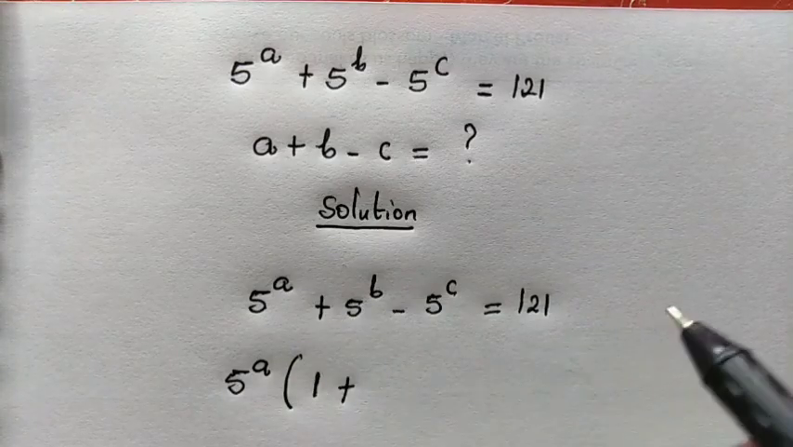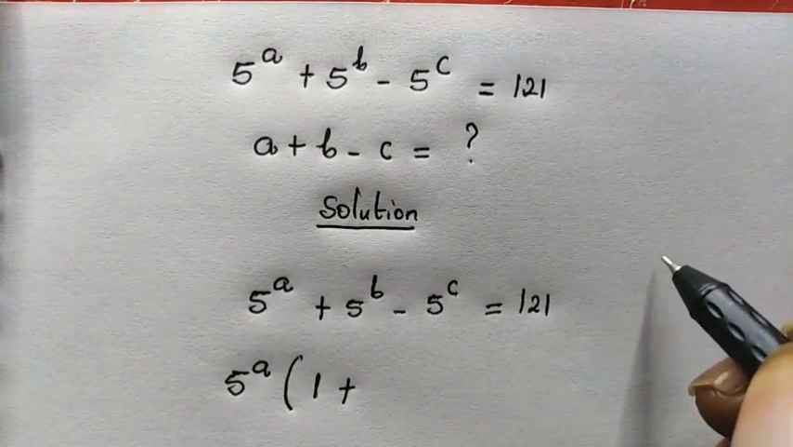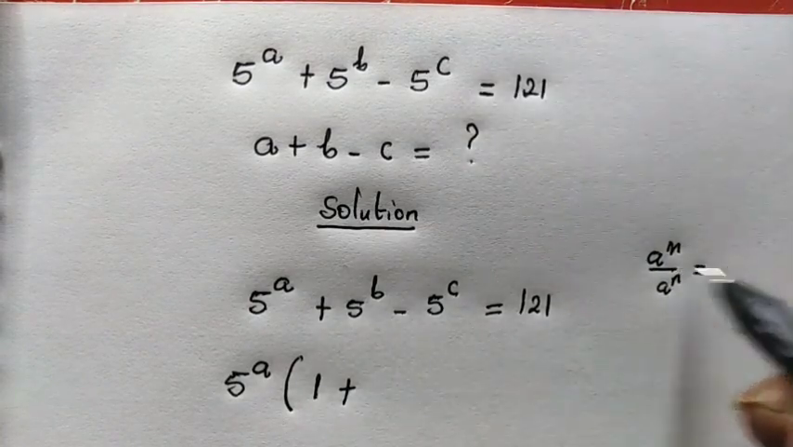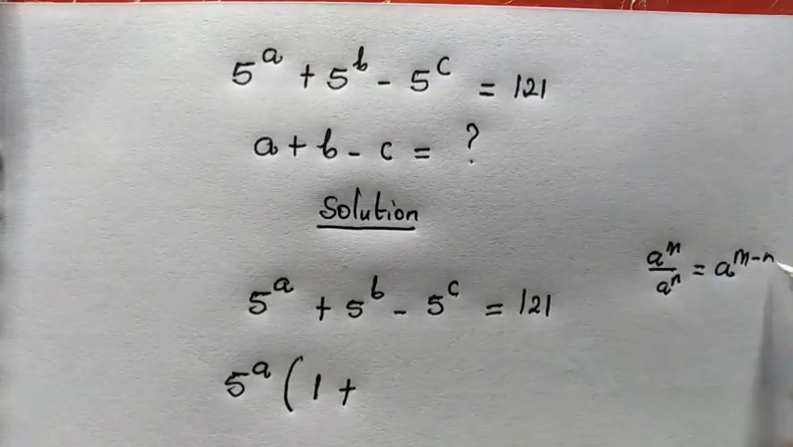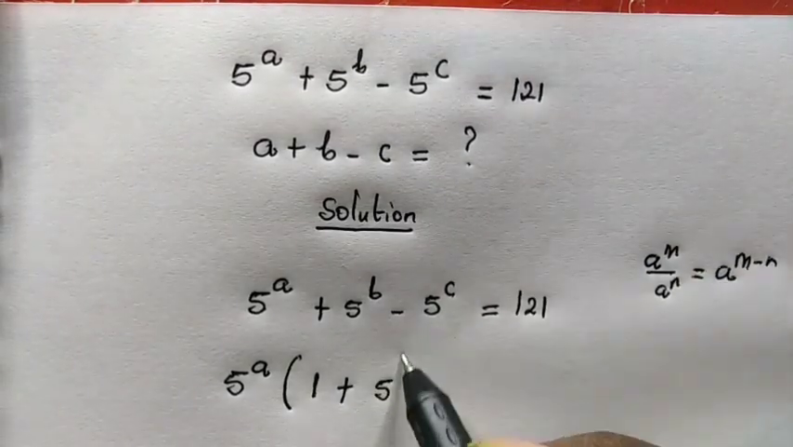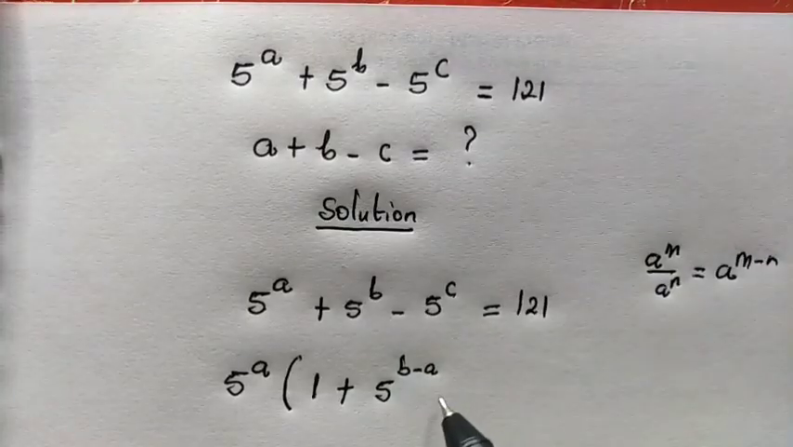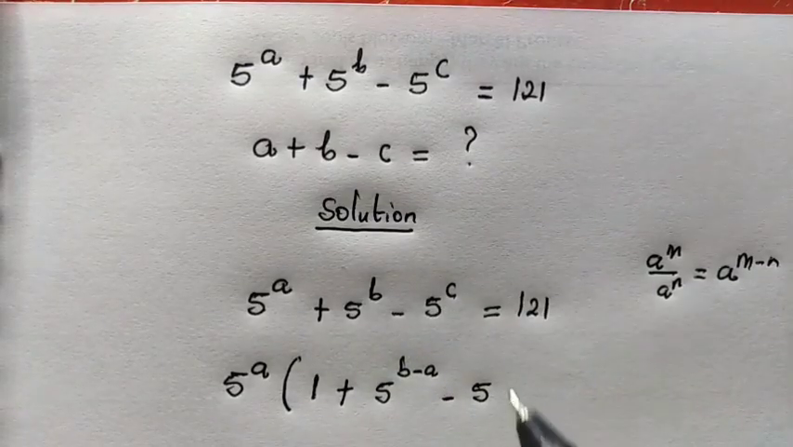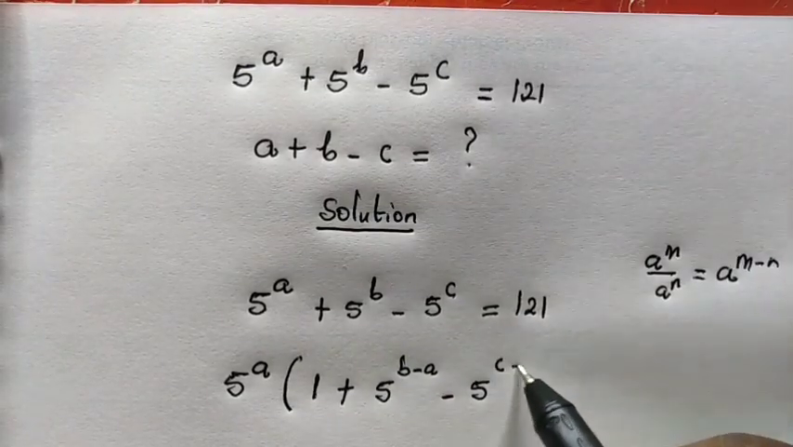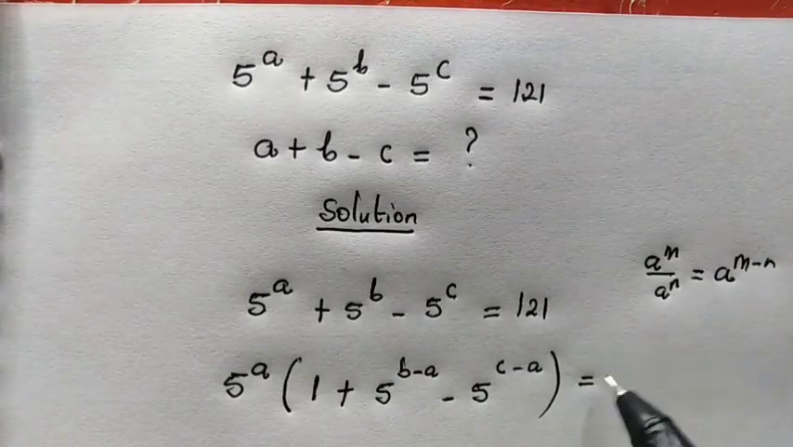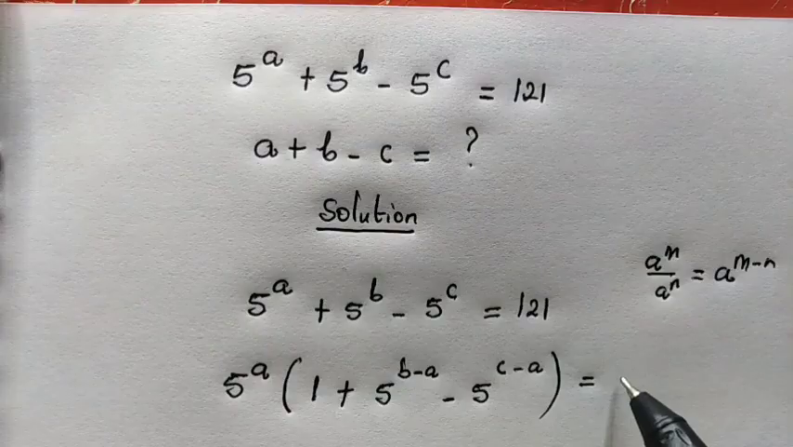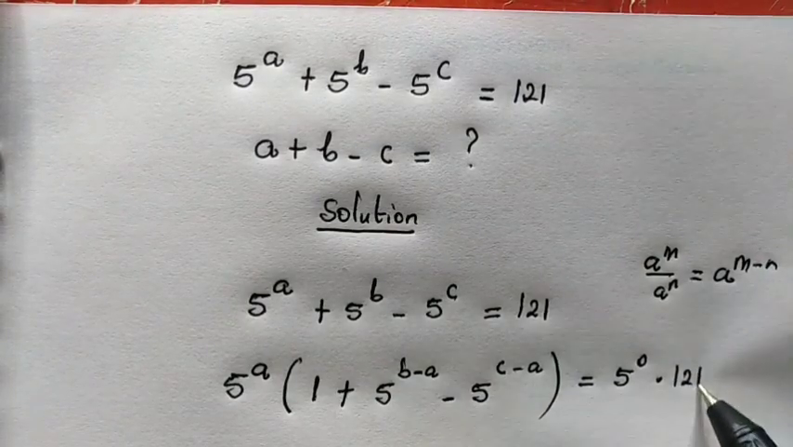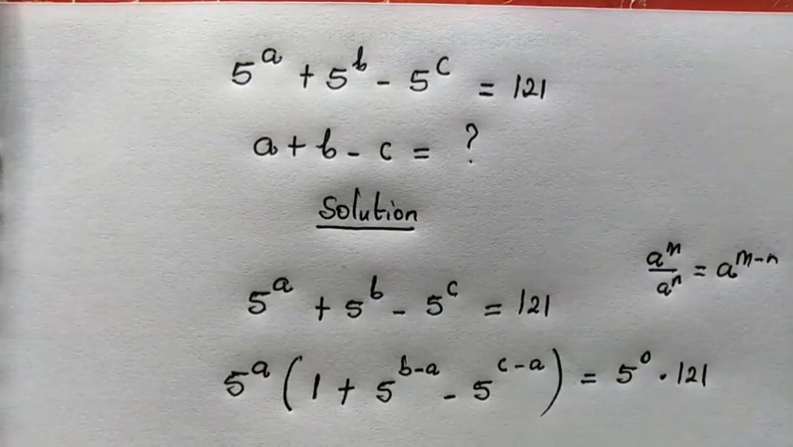Remember, they have the same base. We apply this law of indices: a to the power of m divided by a to the power of n. Since they have the same base, this will be equal to a to the power of m minus n. Therefore, this becomes 5 to the power of b minus a. And then minus 5 to the power of, remember, you are dividing 5 to the power of c by this, so it will become 5 to the power of c minus a. So this is equal to 121, the same as 1 times 121, the same as 5 to the power of 0, multiplied by 121. Remember, 5 to the power of 0 is 1.